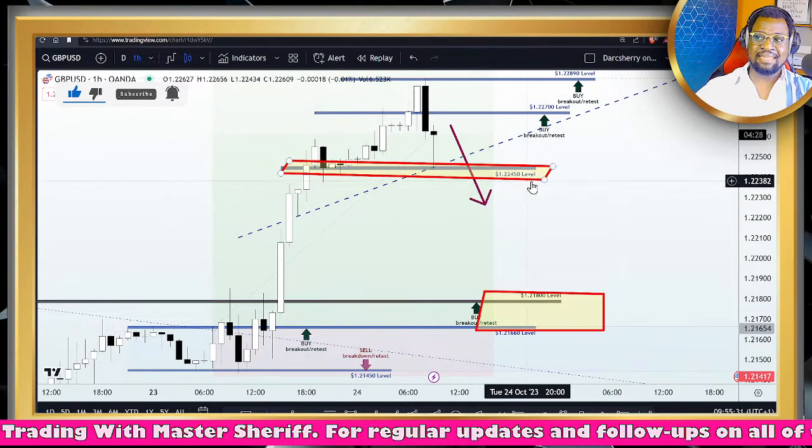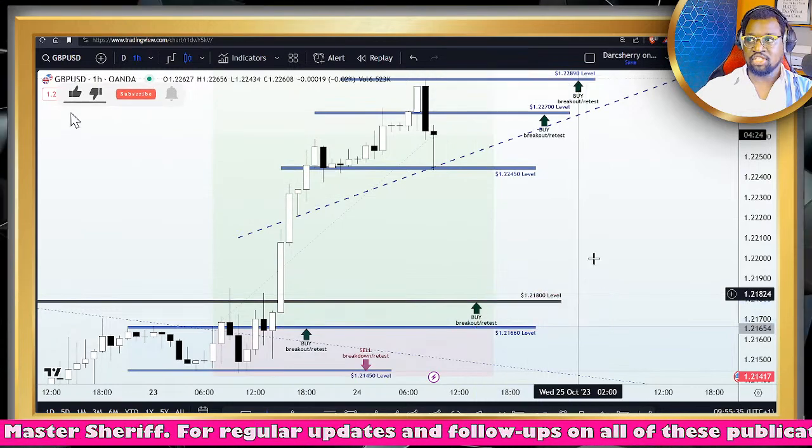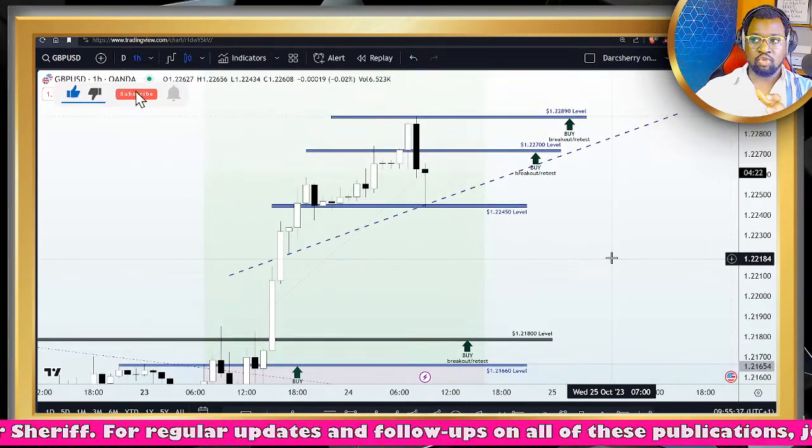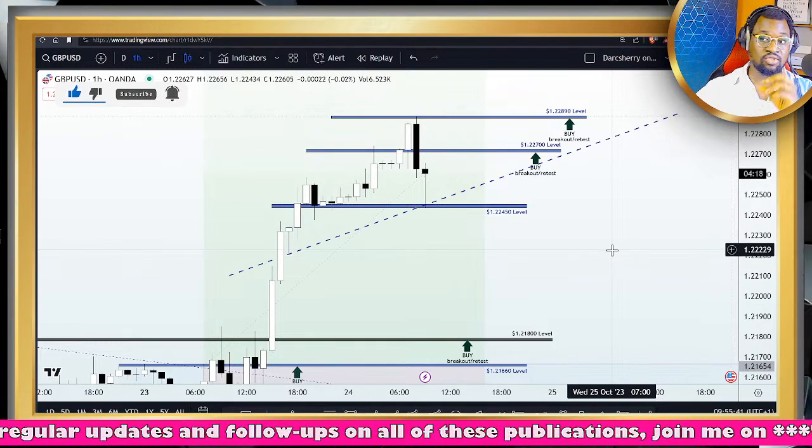So let's mark these levels out on our chart. They will be guiding us for today's trading session. Mark those trend lines out, and let's see how the market is going to be reacting to the structure.